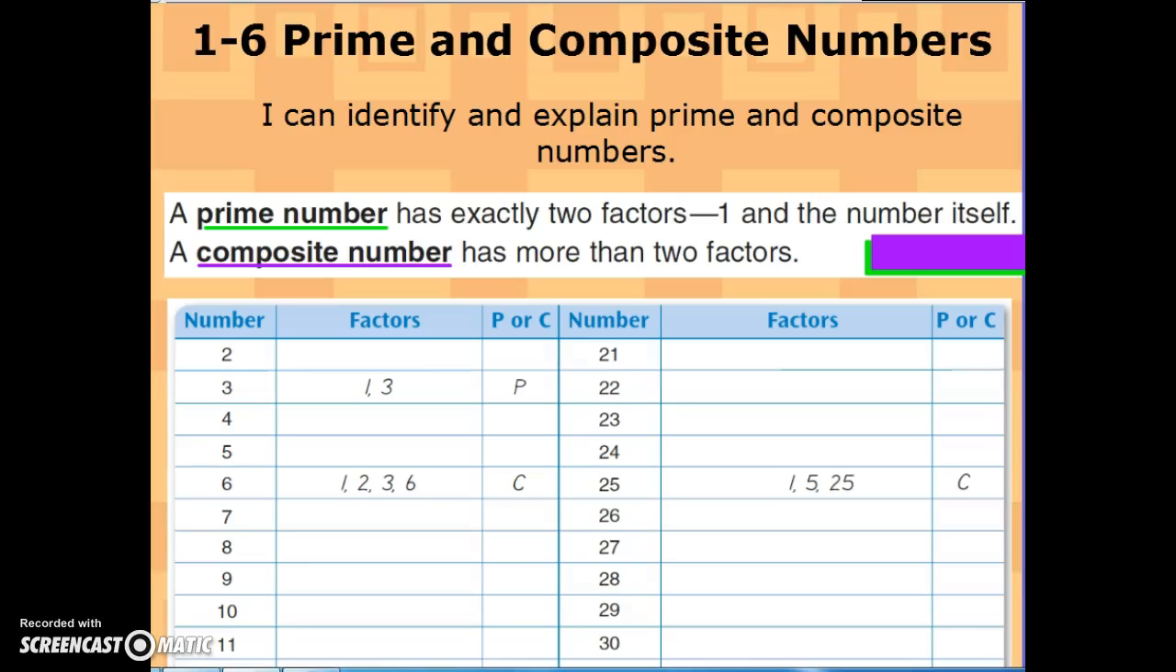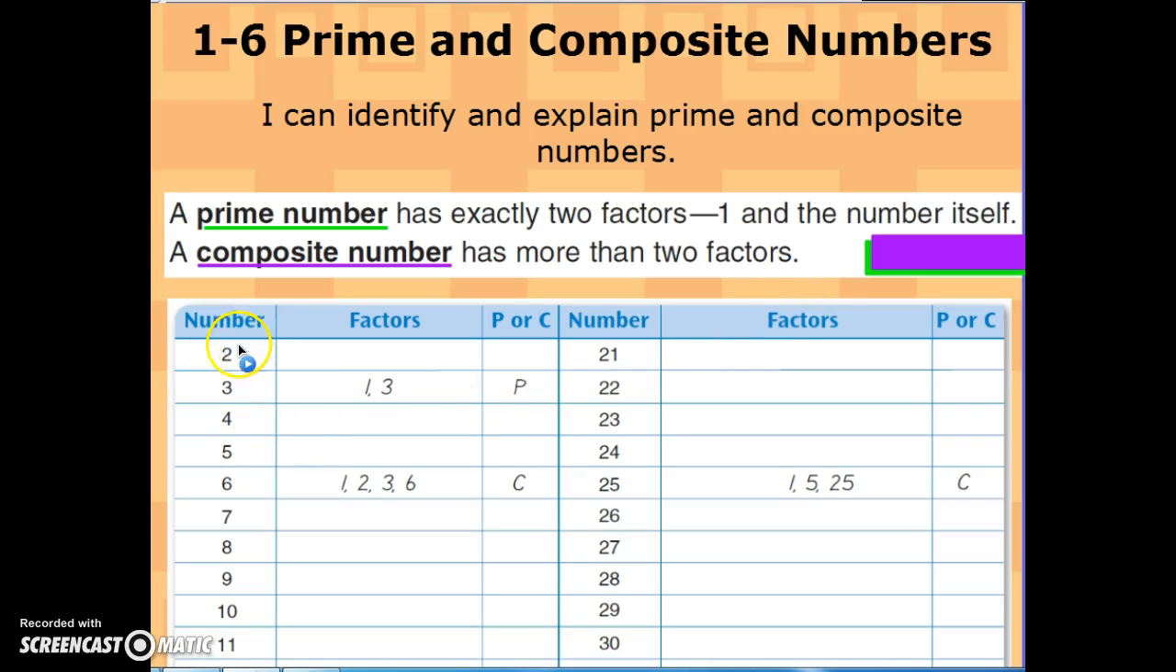Graders, lesson 1-6 is prime and composite numbers. Your objective is I can identify and explain prime and composite numbers. So you can see that a prime number has exactly two factors, 1 and the number itself. A composite number has more than two factors.